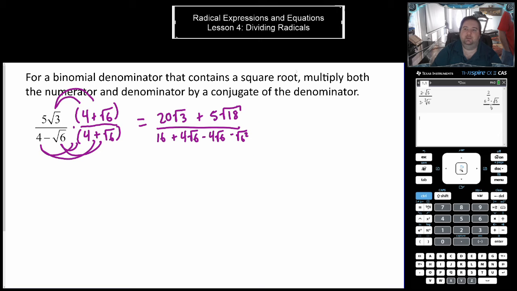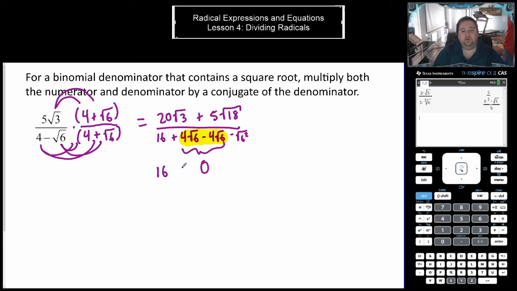Okay? Let's see what happened here. Why did we do this? Why don't you look right here? What's 4 root 6 minus 4 root 6? 0. 4 root 6 minus 4 root 6 is 0.